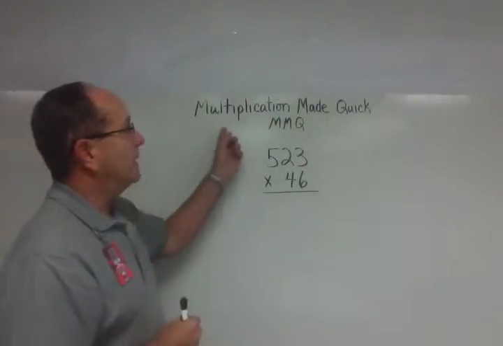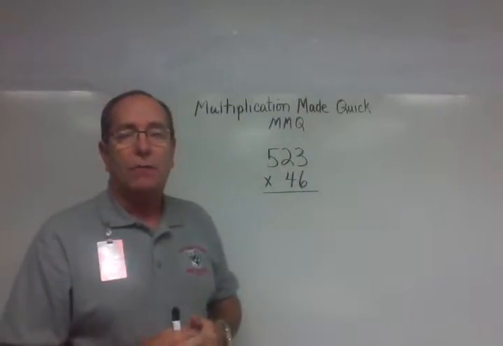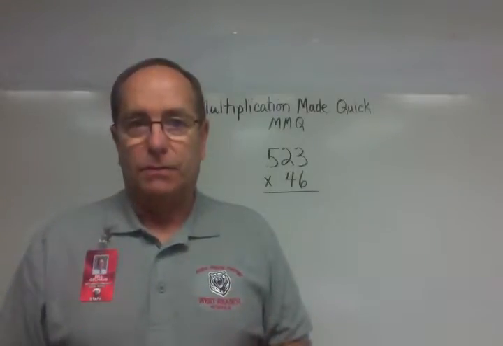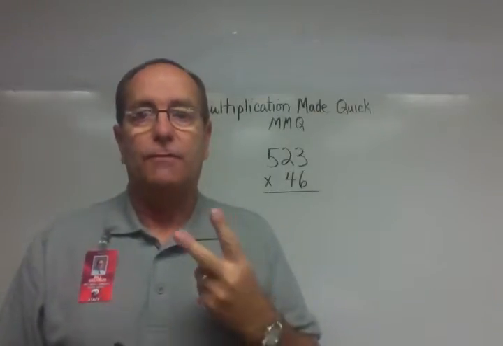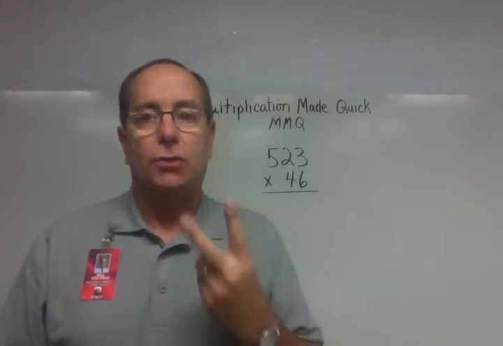Hello everyone. We are going to have a short video here to show you how to multiply numbers, which I feel is the best algorithm there is to multiply numbers. And I call it multiplication made quick, or the MMQ. And when we multiply this way, no matter what algorithm you use, you have to have two factors to multiply. Not three, not one, not five, two factors.